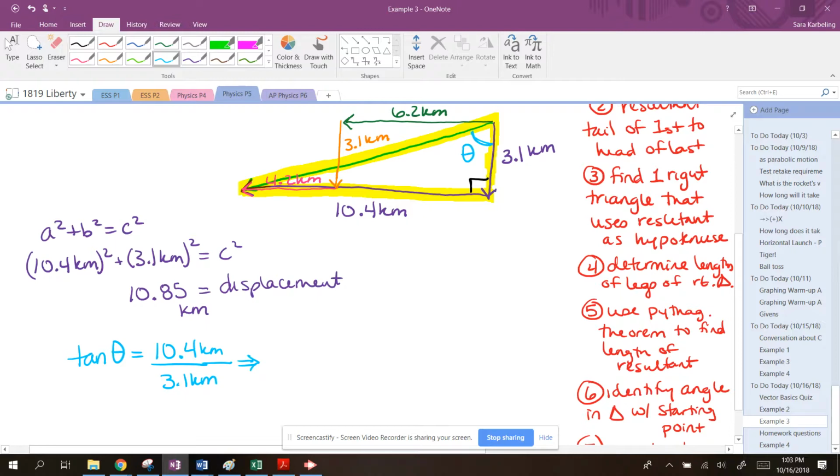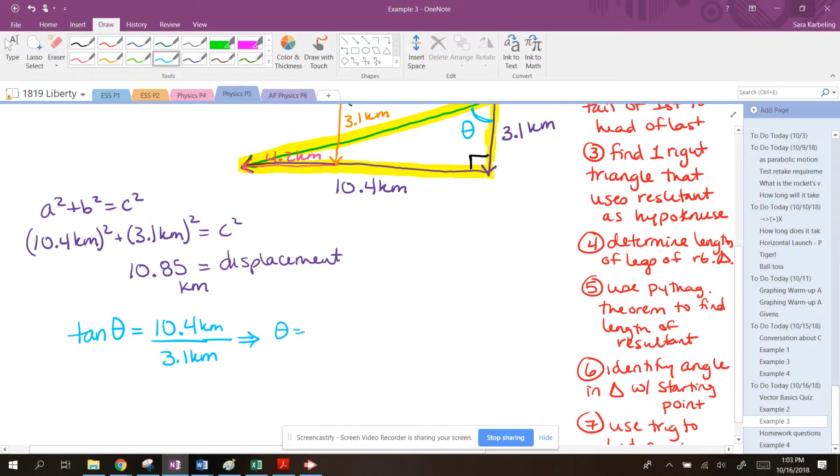Remember, we got to do the opposite or the inverse of that in order to find our theta. So theta is going to be equal to tan inverse of 10.4 divided by 3.1. Tan inverse of 10.4 over 3.1. Is there anybody that's having issues or questions about how to plug that into your calculator? Can I help you with that? If you are not able to do it yourself, I want you to let me know. Or talk to your table mate. That's fine too.